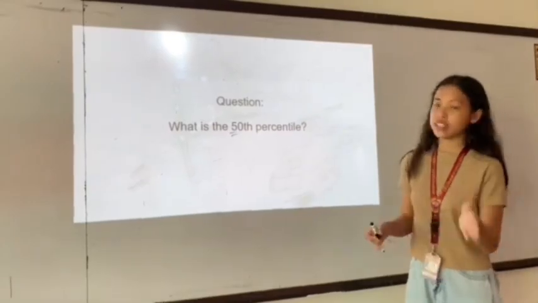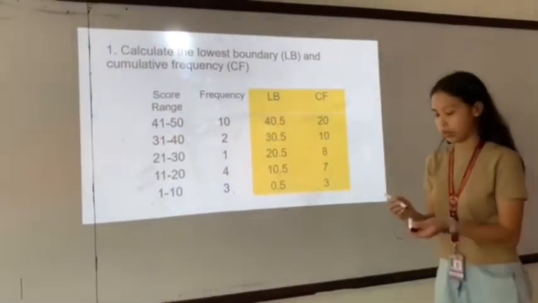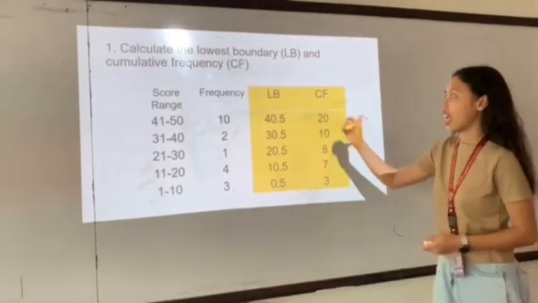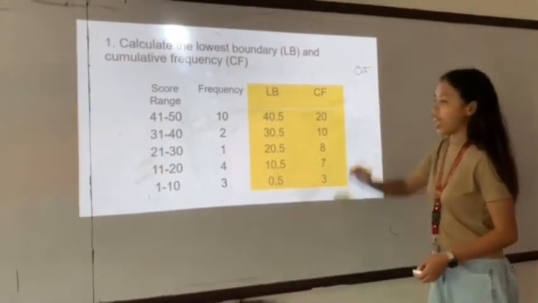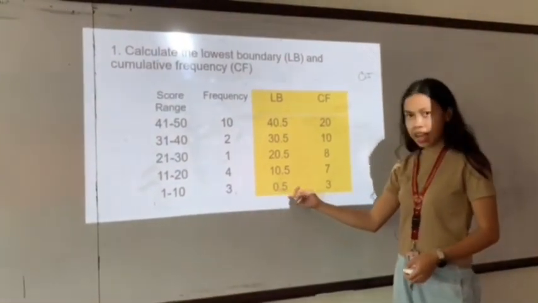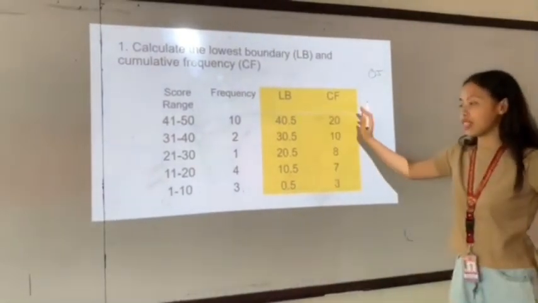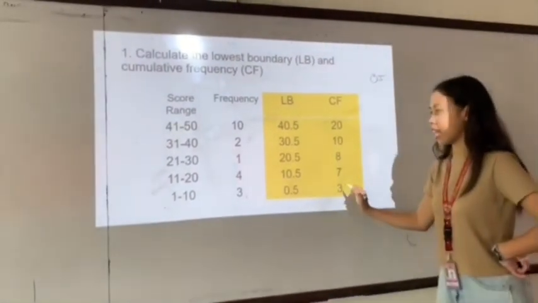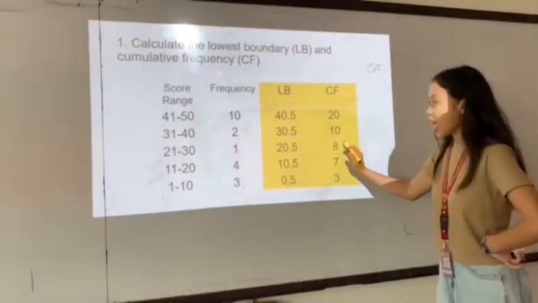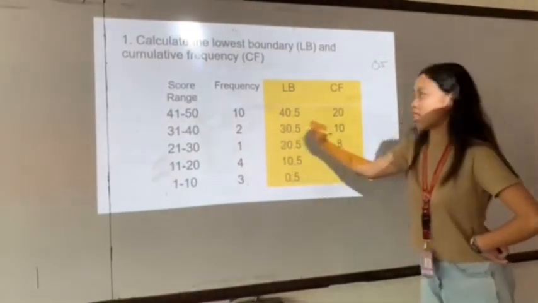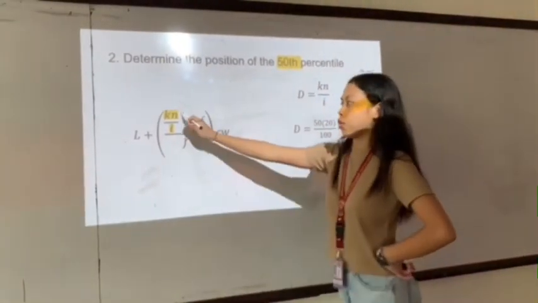To answer, first again calculate the lower boundary and the cumulative frequency. Remember that to get the lower boundary, you deduct 0.5 from these numbers. So the answers are 0.5, 10.5, 20.5, 30.5, 40.5. Then the cumulative frequency is to copy this one, then add here. So 3 plus 4 is 7, 7 plus 1 is 8, 8 plus 2 is 10, 10 plus 10 is 20.